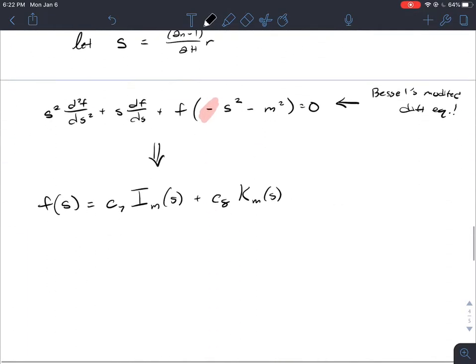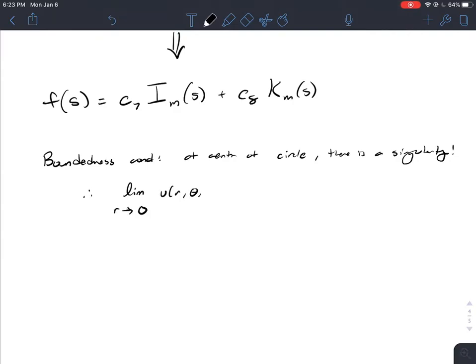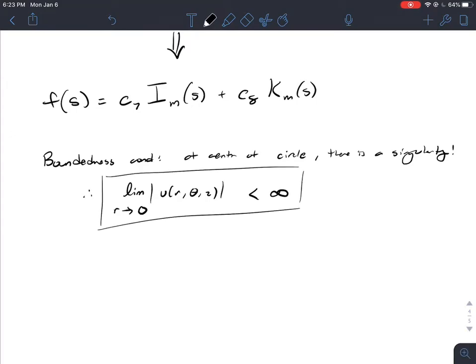So if you guys remember the boundedness condition, since we're inside the cylinder, the boundedness condition, which I'll write for completeness here, is that at the center of the circle there is a singularity, and therefore we have to force the limit as r approaches 0 of the absolute value of our function u of r, theta, z to be less than infinity, right? Because in a heat problem we can't have infinite heat at 0. A very important point I'm trying to stress in these types of problems, called the boundedness condition.